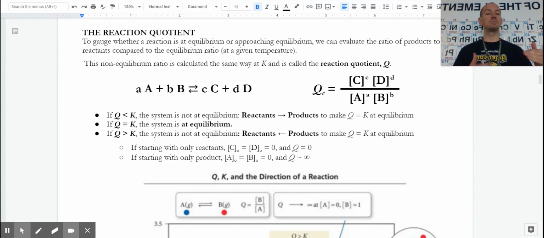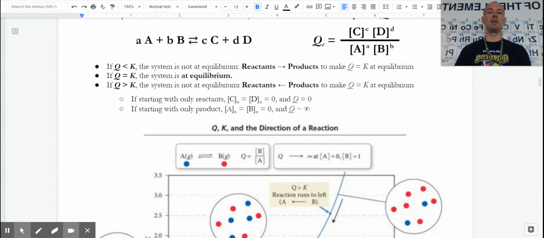Whether Q is bigger, smaller, or equal to K, we can expect that reactants are turning into products and products are turning into reactants overall. It is a dynamic process. It's just which one is occurring at a faster rate for that scenario. A couple important notes here. If we started with only reactants, if I had only A and B, I'd have big numbers down here, zeros up there, so our Q would be 0. That would match up with right here, our reactants have to turn into products.